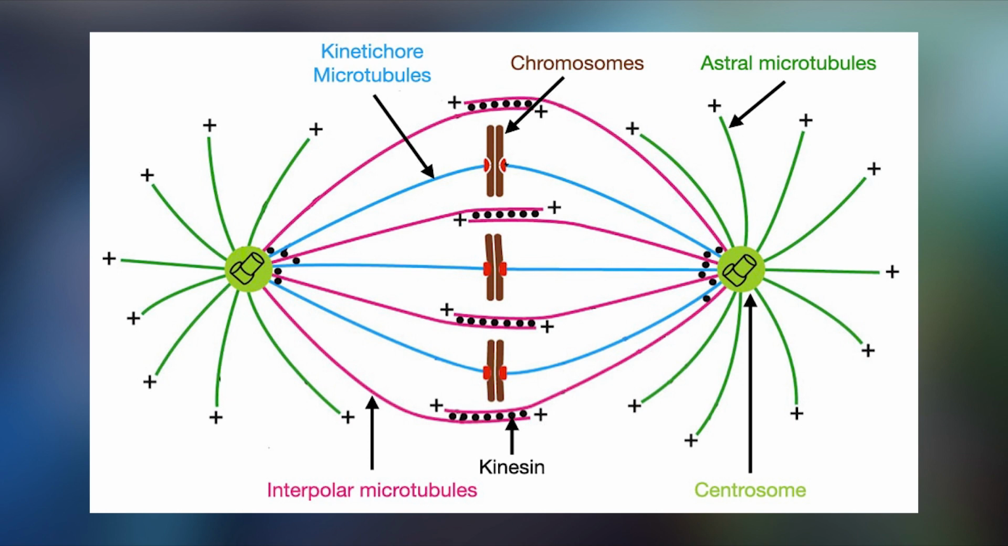The first type are what are called the connector core microtubules. These are the microtubules that extend from the centrosome inwards towards the chromosome and actually physically attach to a protein complex located at the centromere. So remember, the centromere is the bulge in the X-shaped chromosome where the two sister chromatids are connected.